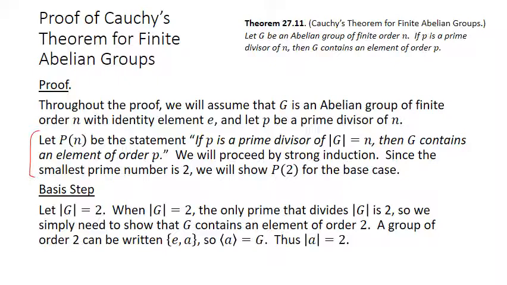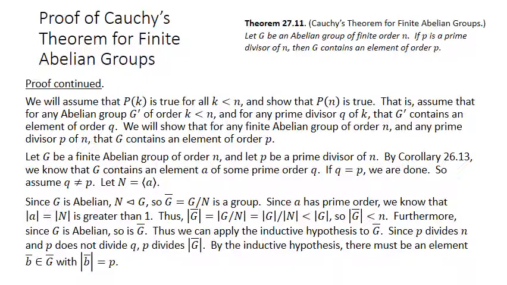Okay, so basis step. So we're down here now. So let the group order be 2. When the order of G is 2, the only prime that divides the order of G is 2. So we simply need to show that G contains an element of order 2. A group of order 2 can be written as the set {E, A}, and if you're able to write your group like that, then the group generated by A is actually the entire group, because the group generated by A must at least contain the identity and the element A itself. So that will in fact be the whole group. So A is an element of order 2.